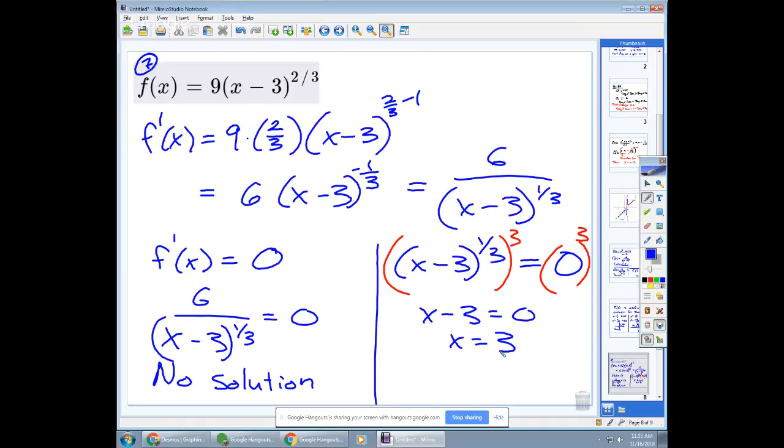Is the original function defined at 3? Yes, I can take the 2/3 power of 0. So it turns out 3 is in the domain of the original function. The domain of this function up here is all real numbers. There are no numbers that give it a problem. You can square any number, you can take the cube root of any number, you can subtract 3 from any number, you can multiply by 9 for any number. So this is a critical value.